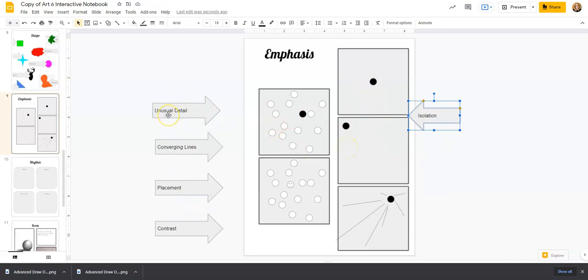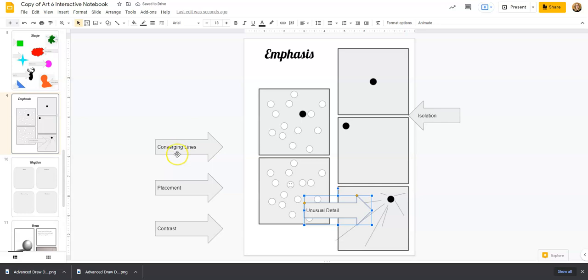The next one says unusual detail. Unusual just means something you're not expecting. It doesn't go with everything else that's around it. If I'm looking, well, here we've got lines and a circle. That doesn't really go together. And we've also got a random little smiley face in the middle of empty circles. So, like, I'm going to put this here. It's going to be one of those 2.